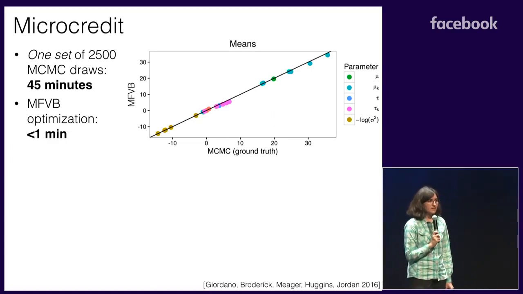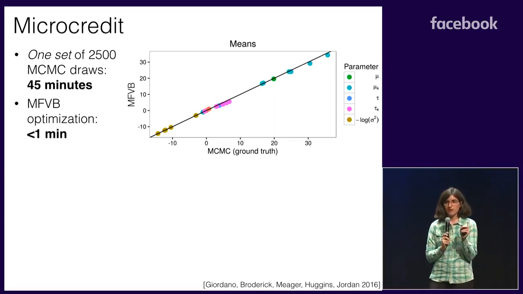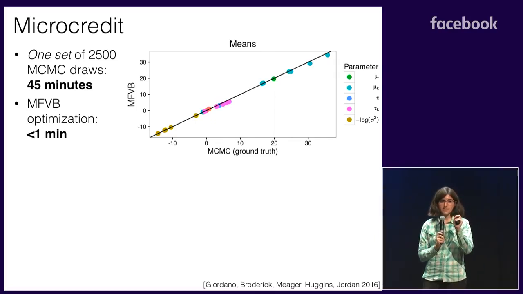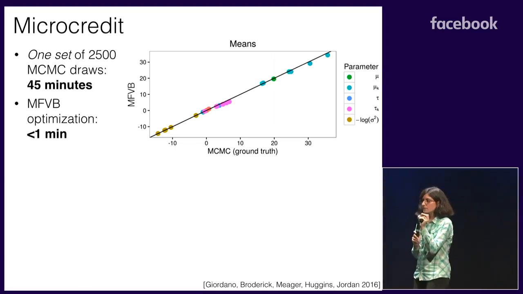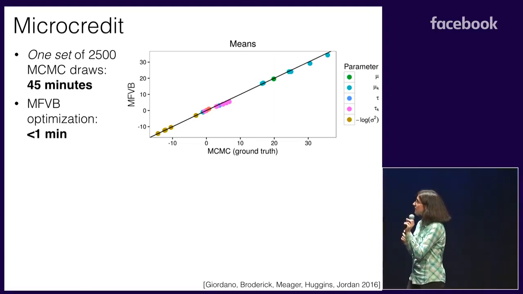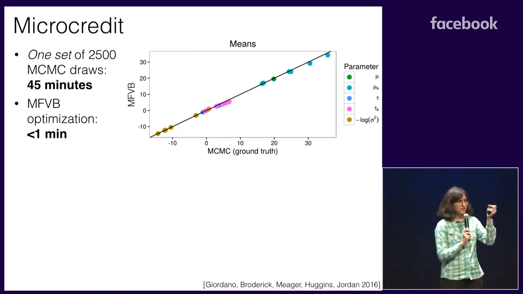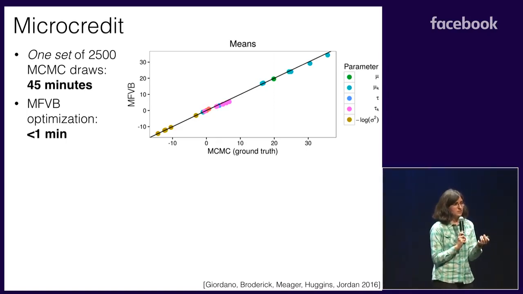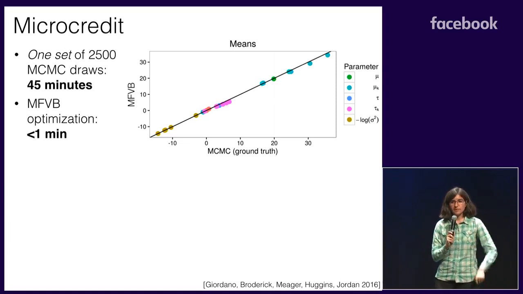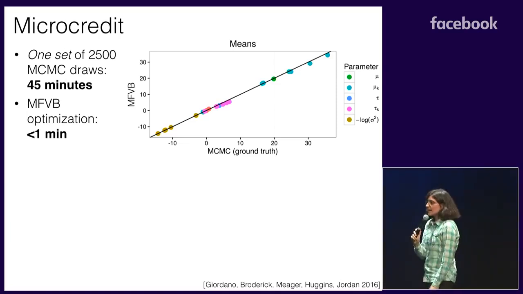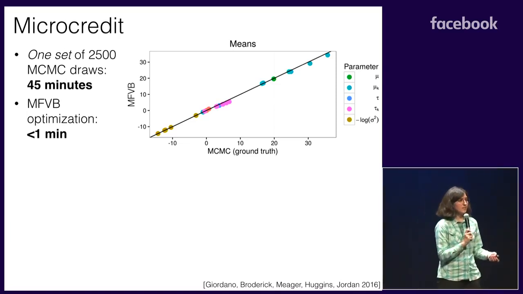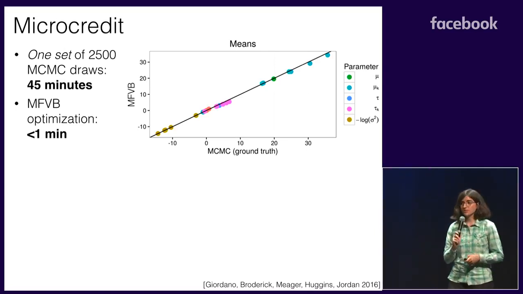So what we're seeing here is that for each parameter of the model, so we have all those different parameters, we have a dot. And the estimate of the mean of that parameter from Markov-Chain Monte Carlo is the horizontal value, and for mean field variational Bayes is the vertical value. The line is x equals y, and so this is really agreeing very strongly. This looks very good.